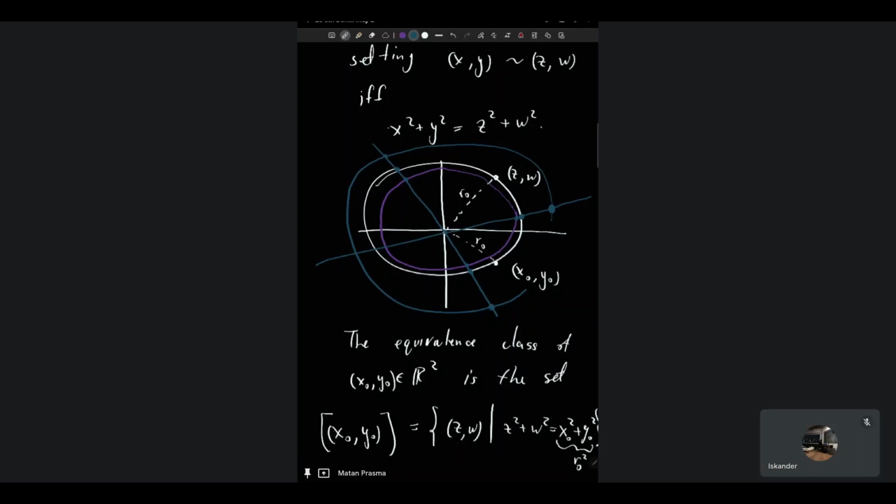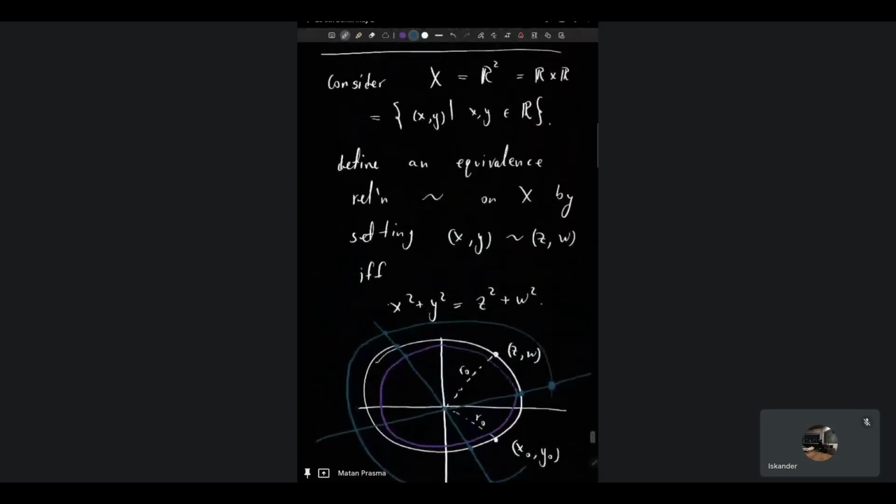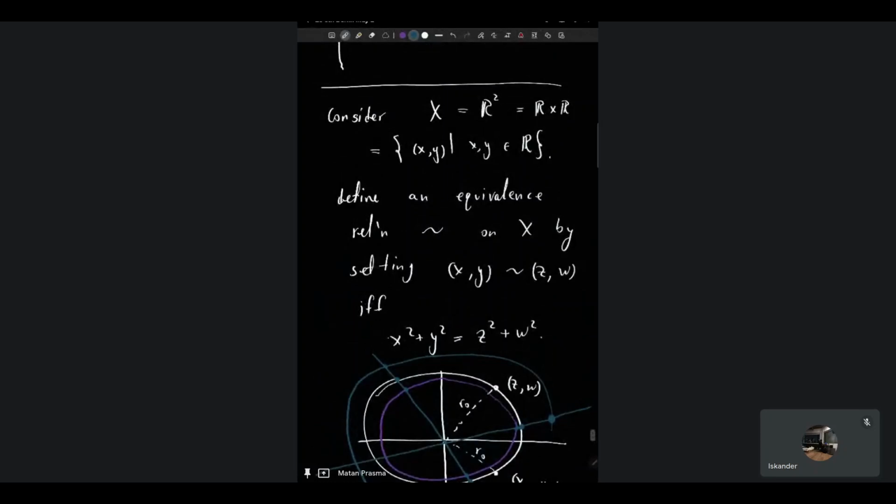Any questions on this? What we maybe missed at the beginning of this session: I take the set of ordered pairs of real numbers, the plane, and I define an equivalence relation like the one in blue. Okay, it's clear. It's not clear where it is going.